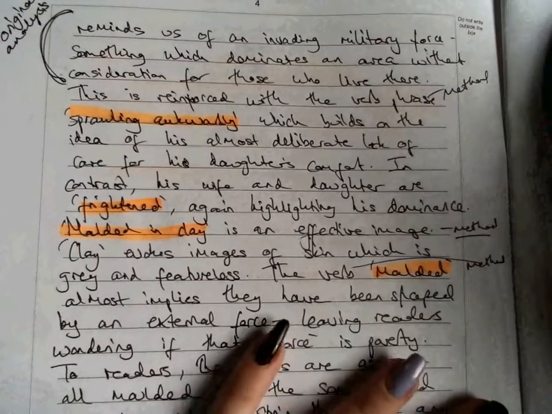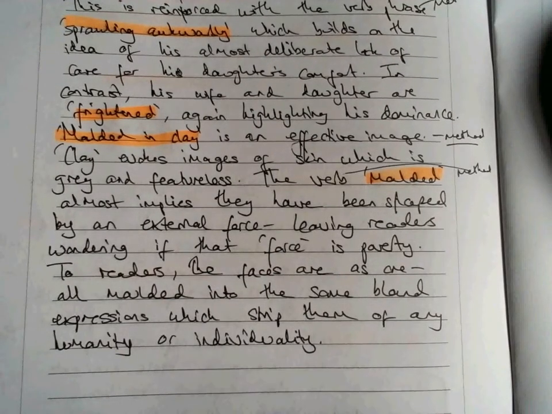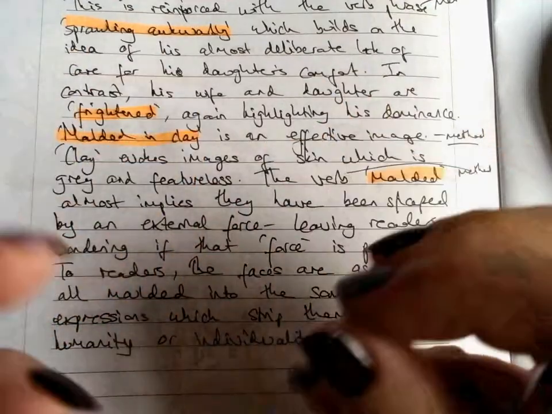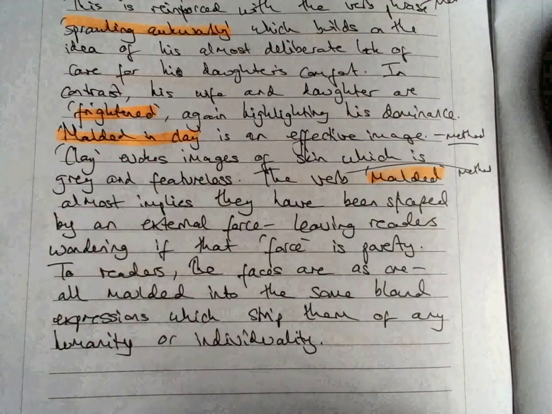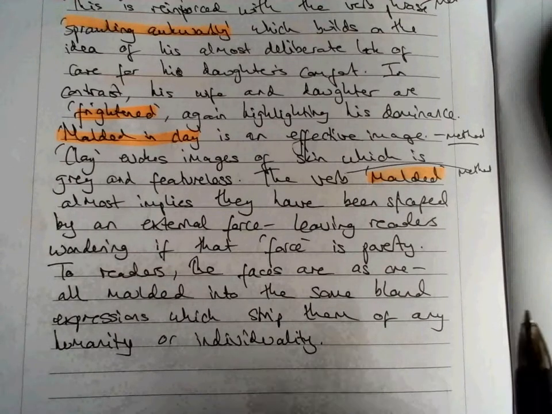Almost implies, and again I mentioned earlier about almost, it shows that you're being tentative, you're not just saying it definitely is one thing or another. So the verb moulded almost implies that they've been shaped by an external force. If you think about literally moulding something in clay, you need someone to be the moulder. Leaving readers wondering if that force is poverty. So this is a really deeply interpretive, original idea, thinking about if they've been moulded in clay, what has put them into this position. Deeply metaphorical and would get you loads and loads of marks.